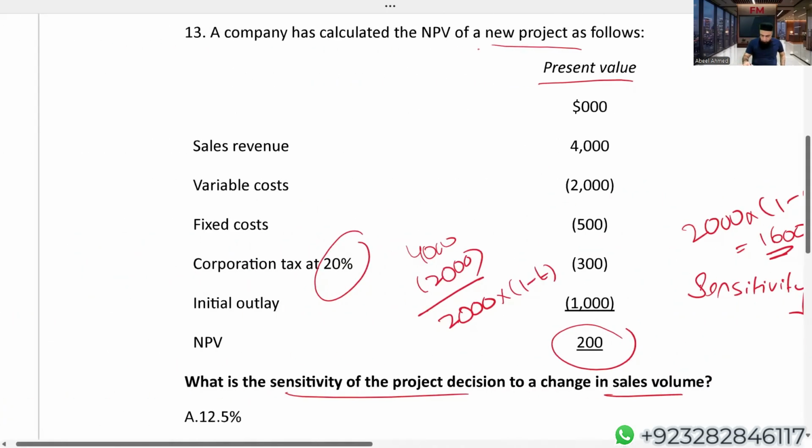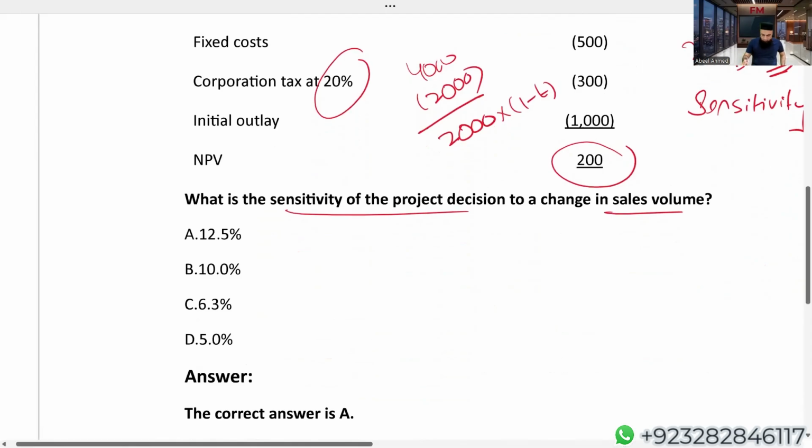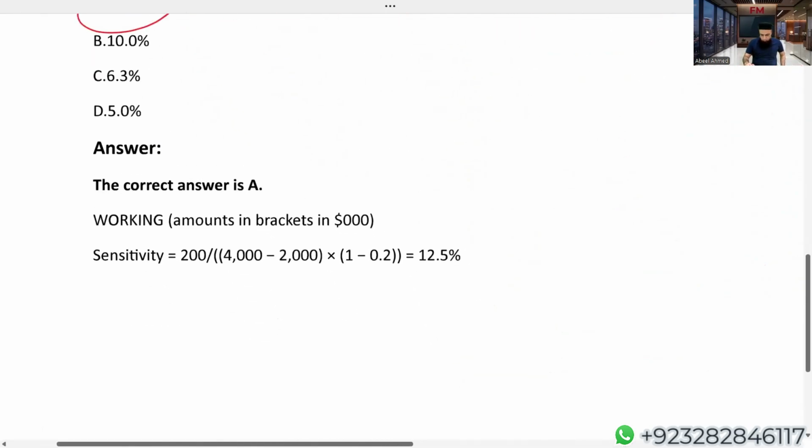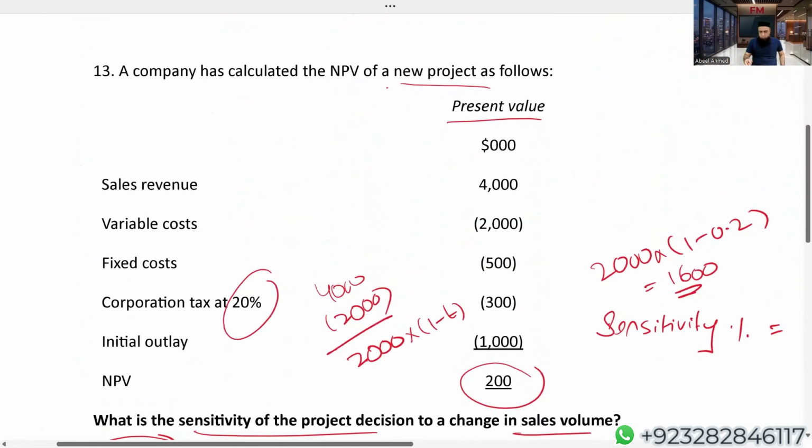Let's see. Yes, the answer is A. And Study Hub people have done more or less the same thing. If the sales volume reduces by 12.5%, then obviously, if the project life is, let's say, 3 years, then sales volume reduces by 12.5% every year, and then NPV becomes 0.